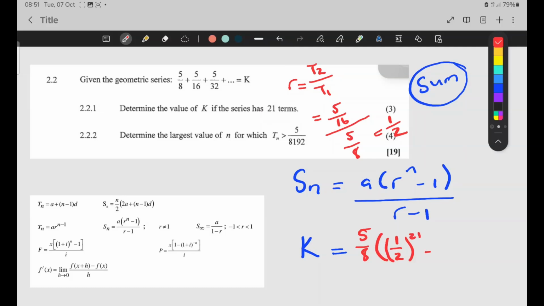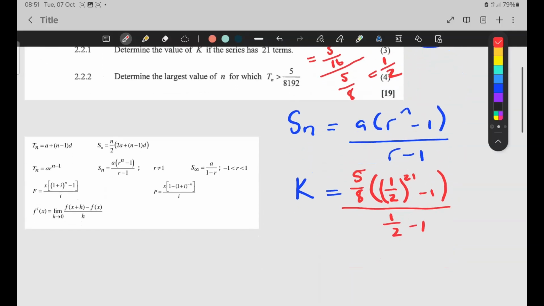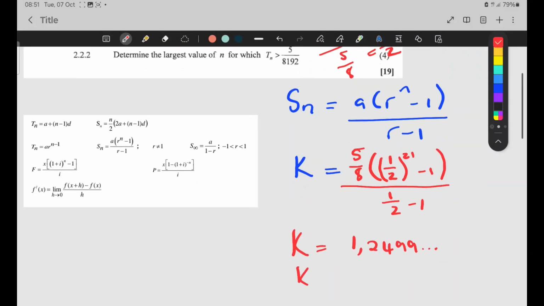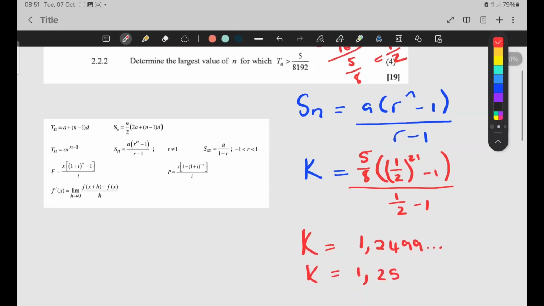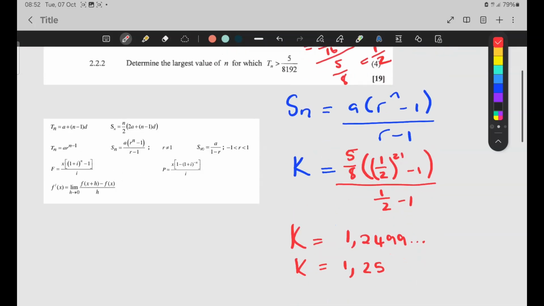So to the 21 minus 1, close the bracket, over r minus 1. Okay, and now we have to solve for k. To solve for k, we just have to put all of this in the calculator, just like that. So just remember all your brackets. You should get 1,2499. That is your answer. And if we round off to 2 decimal places, we get 1,25. K is 1,25. And that's how you get that answer over there.